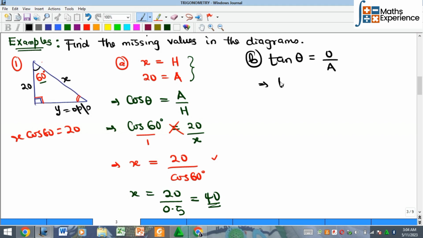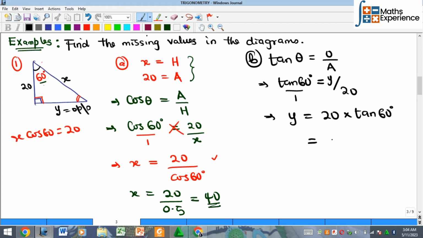So the meaning is that the tan of 60 as given in that diagram, the opposite of this 60 is y all over the adjacent, which is 20. And so this is also over 1. If I cross multiply, I will have that y is equal to 20 multiplying the tan of 60. And what is the tan of 60 degrees? That is in surd form. That's going to give us root 3. You can actually leave it in surd form as 20 root 3. And that is your solution for your y.